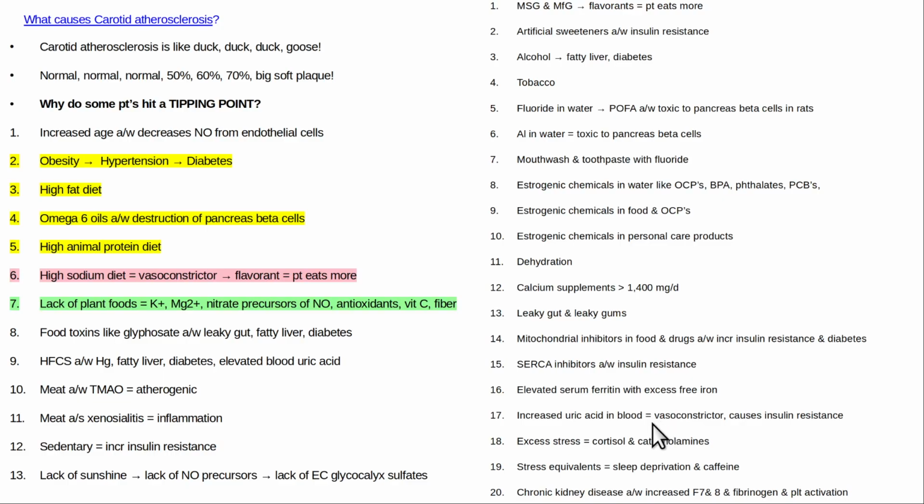Increased uric acid in the blood, it's a vasoconstrictor, causes insulin resistance because it vasoconstricts the muscle, so the insulin can't get into the non-active muscle capillaries. Thus, the insulin can't make its effect to help those muscle cells store glucose for making glycogen. Excessive stress increases cortisol and catecholamines, which makes the blood more prothrombotic, causes some platelet activation as well, also predisposes to obesity. Stress equivalents include sleep deprivation and caffeine. That's another reason why the stuff's not good. Anybody with kidney failure, they start having elevated factor 7 and factor 8 and fibrinogen and platelet activation, all of which predispose the blood to clot formation.